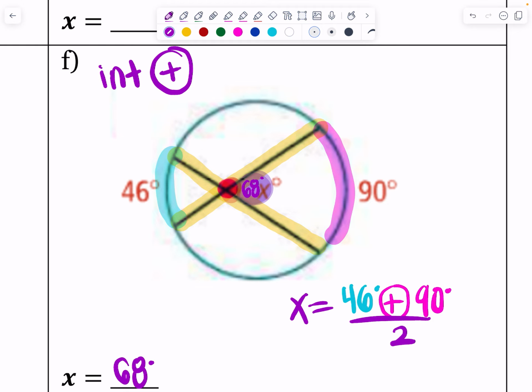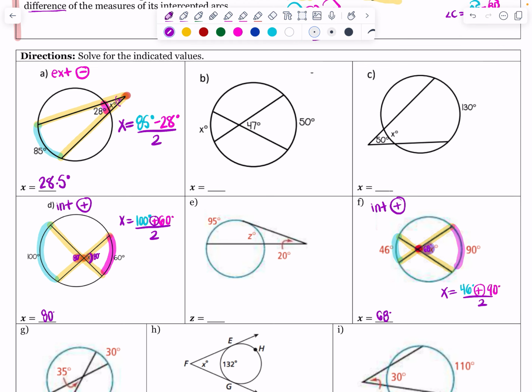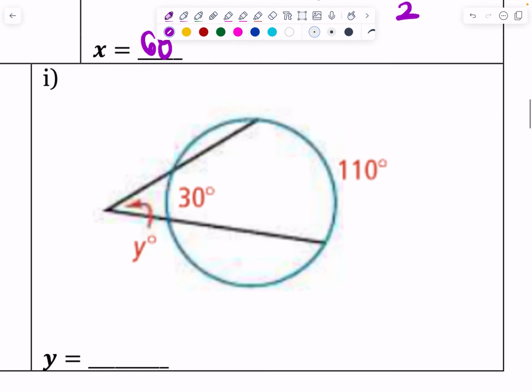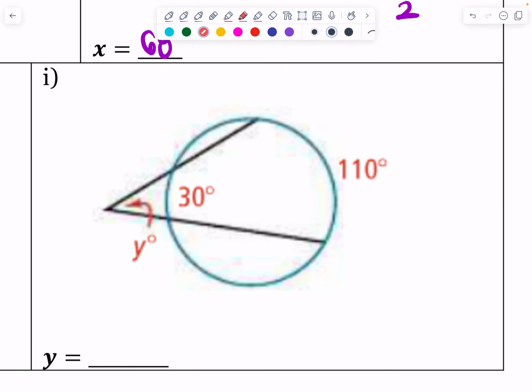It is an acute angle. All right, let's keep going. Let's skip ahead to I. I know that this is an exterior intersection, and so because this is exterior, I'm going to be subtracting my intercepted arcs and dividing by 2.